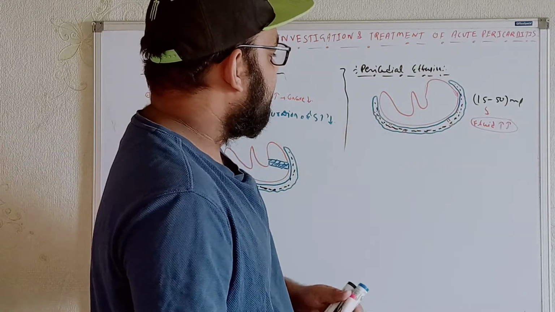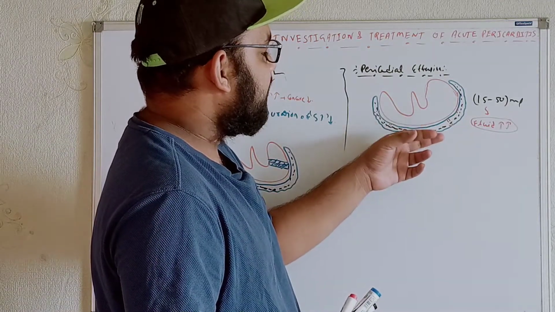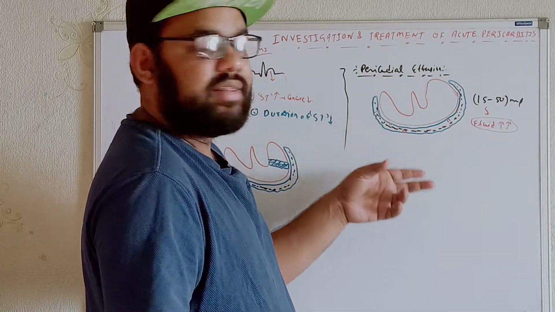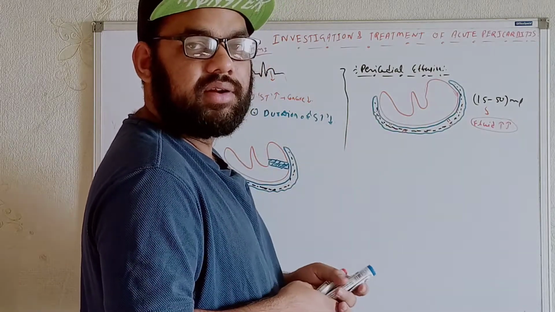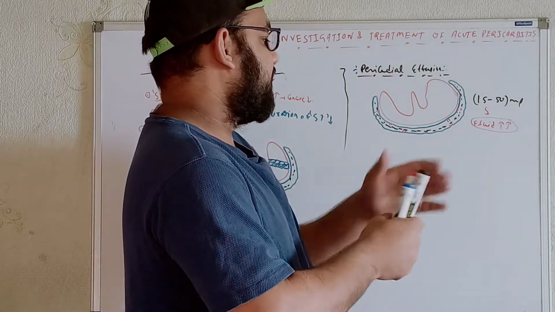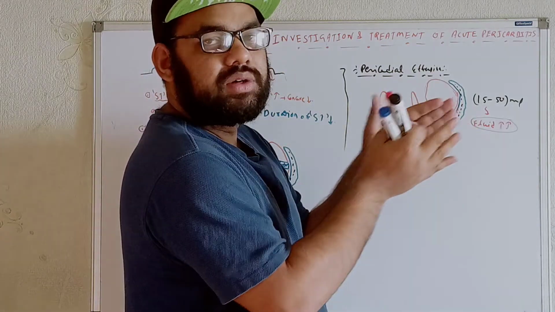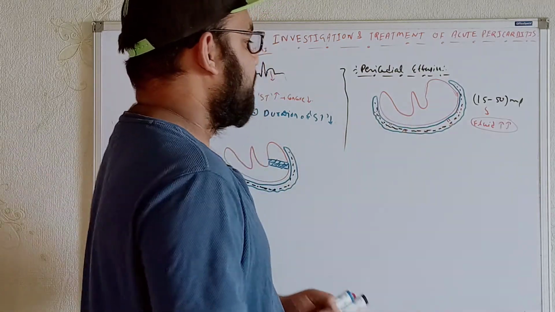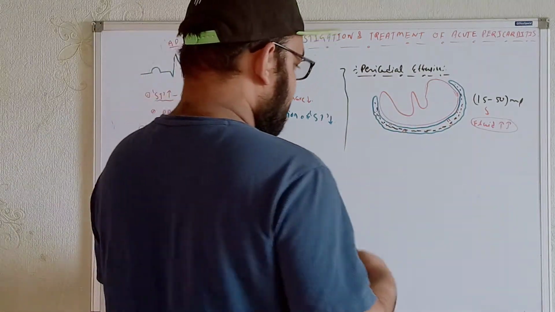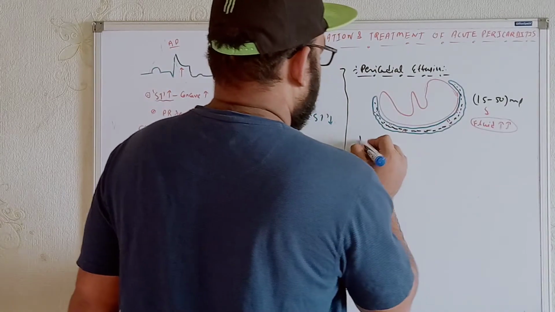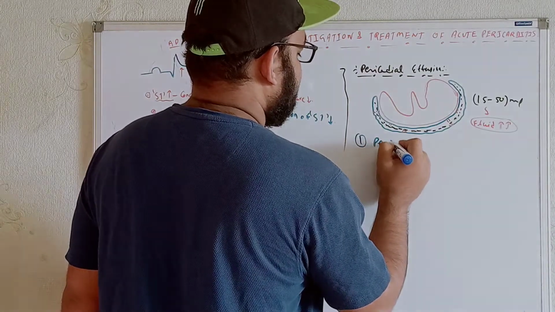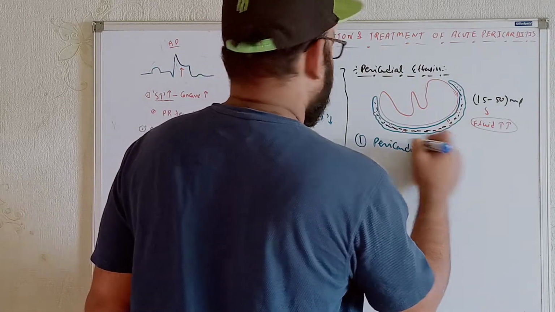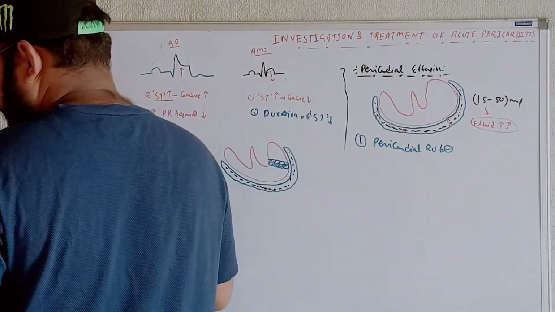Whenever the two layers get separated by the accumulation of fluid, the clinical change we will see is the absence of the pericardial rub, because these two layers will not be able to touch each other. As a result, we will see the absence of the pericardial rub. So the first thing you can write here is that the pericardial rub will be absent over here.